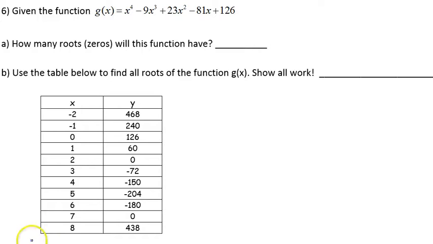In this video, we will learn how to use a table such as this combined with the given function in order to factor a polynomial and find all the zeros. First of all, this little part right here is just using the fundamental theorem of algebra. How many roots or zeros will this function have? There will be 4 because the degree is 4.